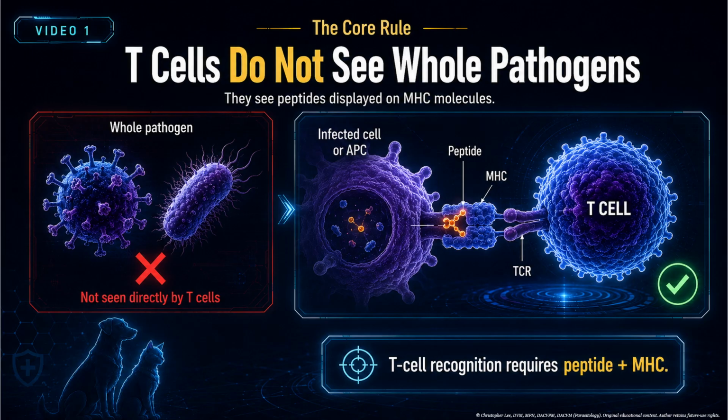Without peptide display on MHC, most T cells would have nothing to inspect. No peptide MHC display means no meaningful T cell recognition. And that leads to one of the most important frameworks in immunology. The location of the antigen determines how it gets processed, how it gets displayed, and which T cells respond.